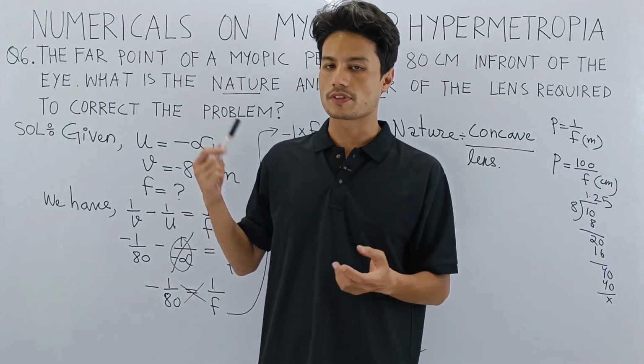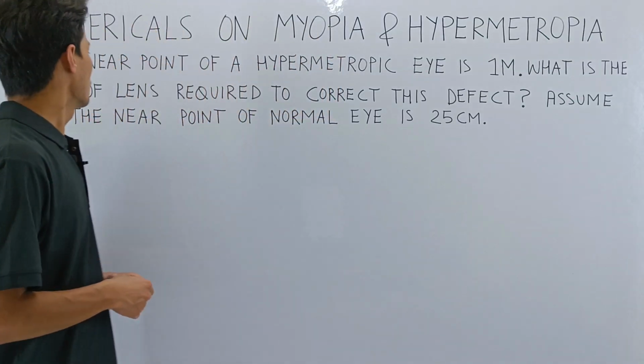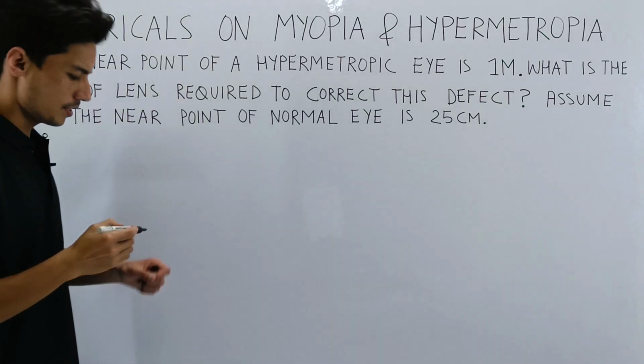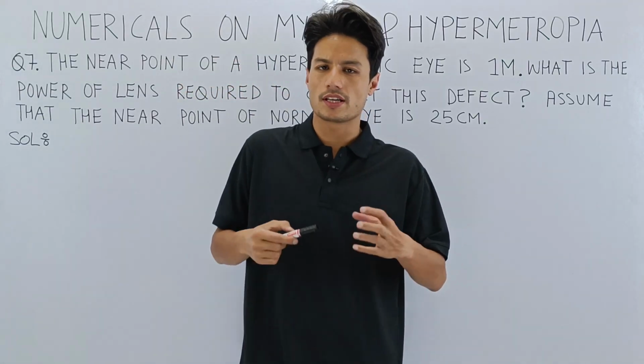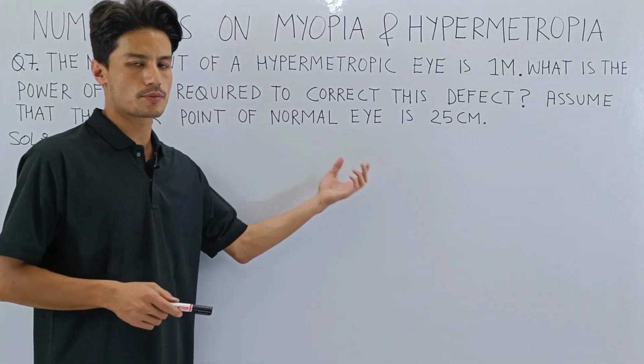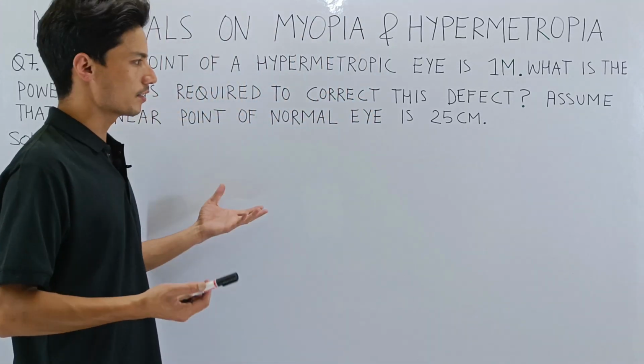So let's solve the other question together again. Question number 7, let us do question number 7 together now. The question reads: the near point of a hypermetropic eye is 1 meter. What is the power of the lens required to correct this defect? Assume that the near point of normal eye is 25 centimeter. Very easy. So let's do this together. These kind of questions are very easy. I don't want any of you to have any difficulty in solving these questions. Just like the previous question, this will be solved very easily.